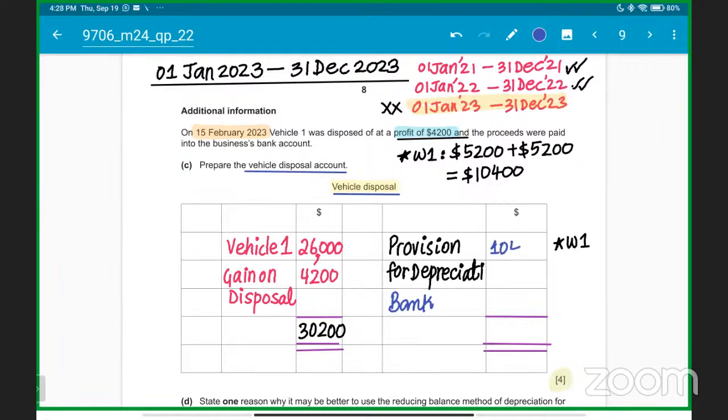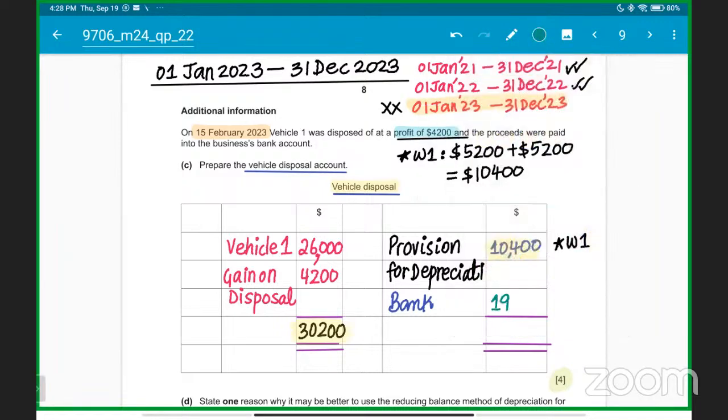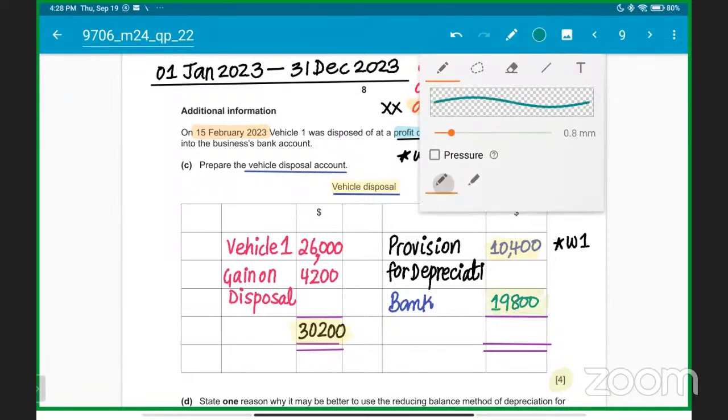Any doubts, any problems? Got it? And then you take the difference balance, 30,200, students. We have to find out the balance, 30,200 minus 10,400. So I'm getting that the vehicle was disposed for $19,800. $19,800 was the disposal proceeds, and that is basically called the balancing figure as well. Yep, let me know.